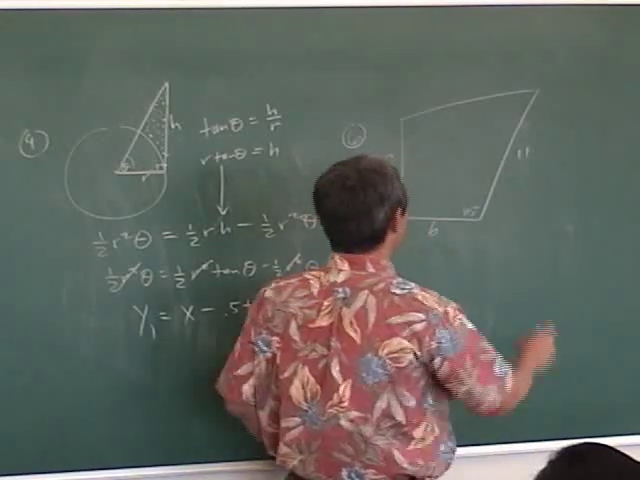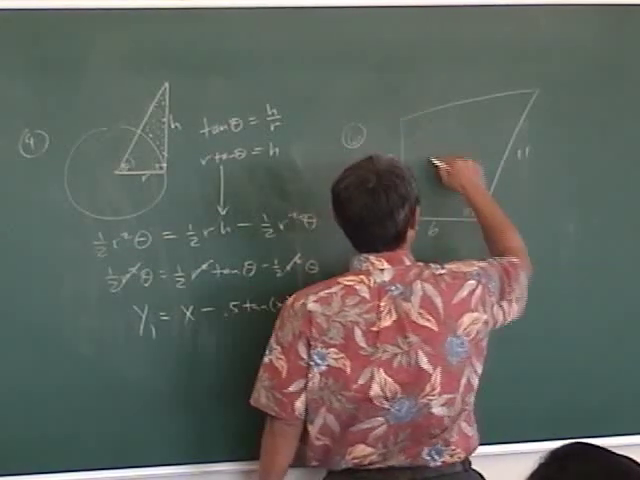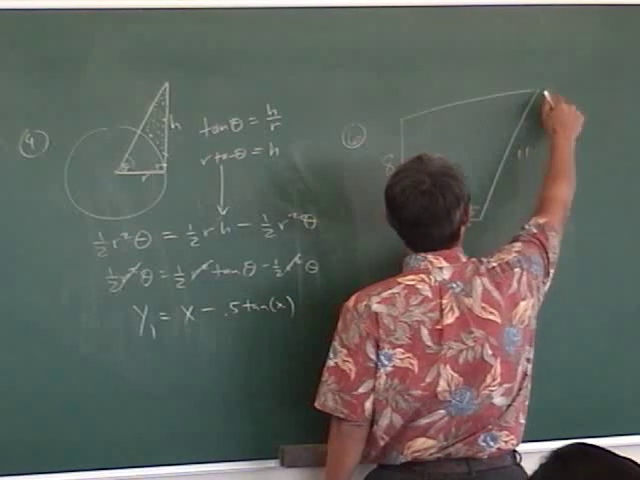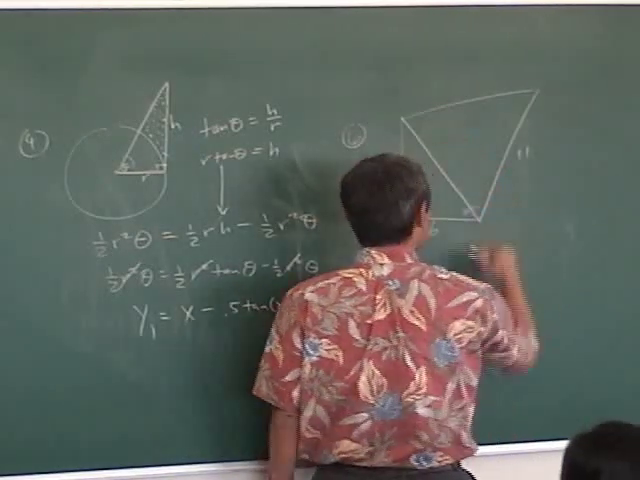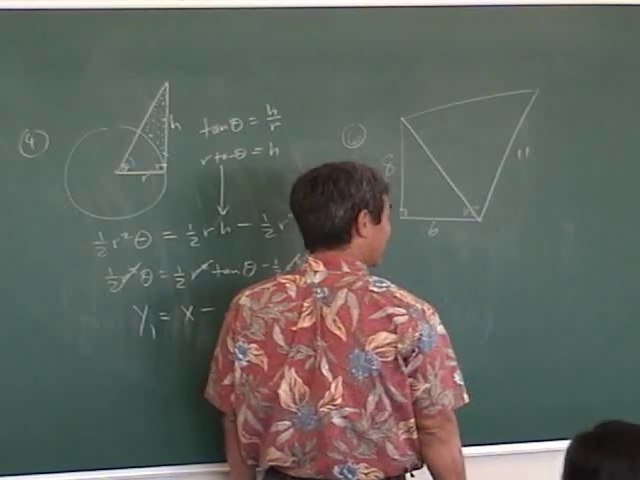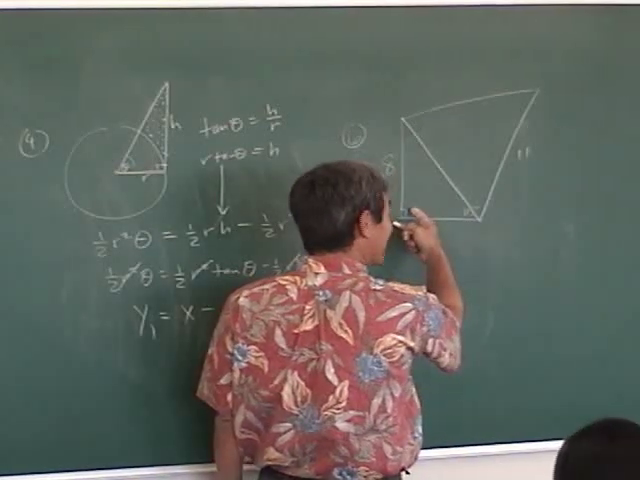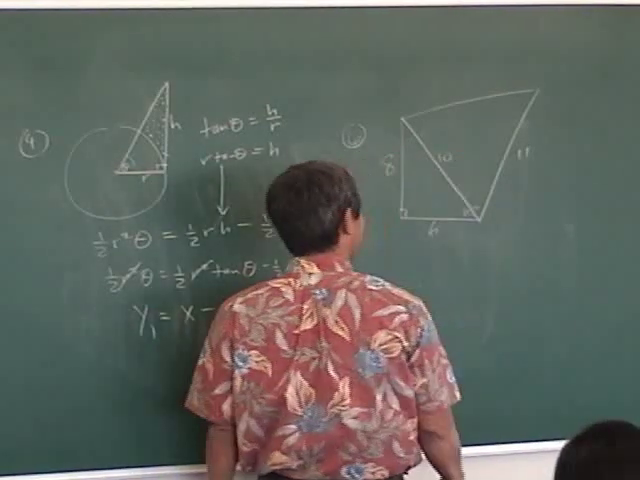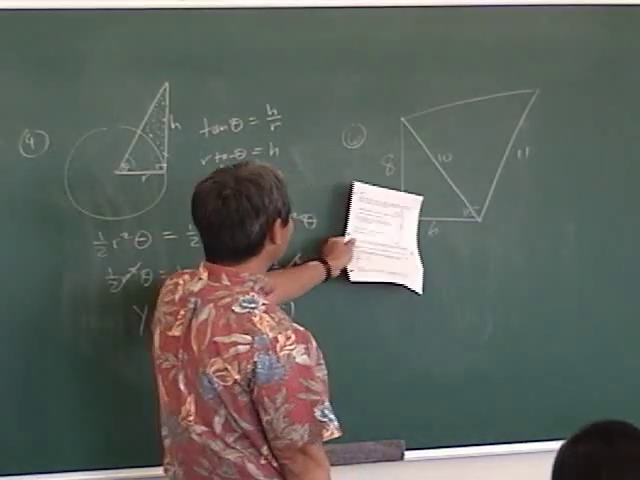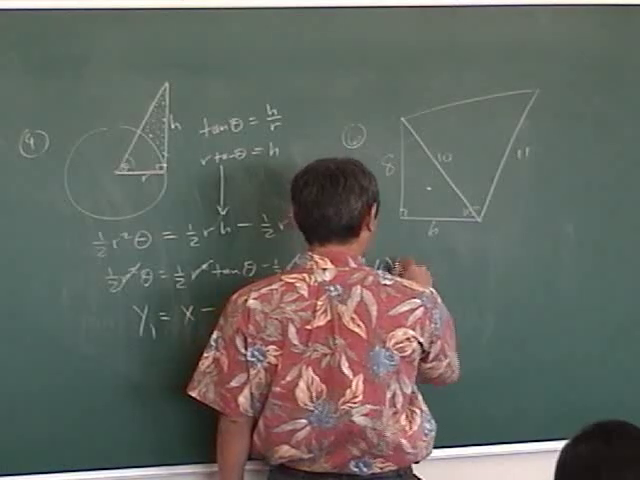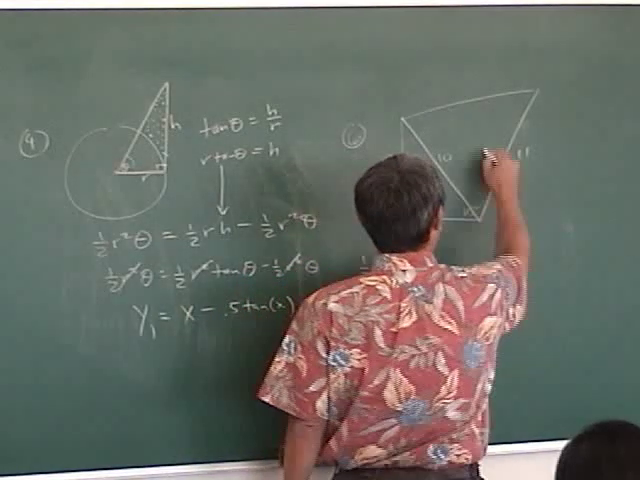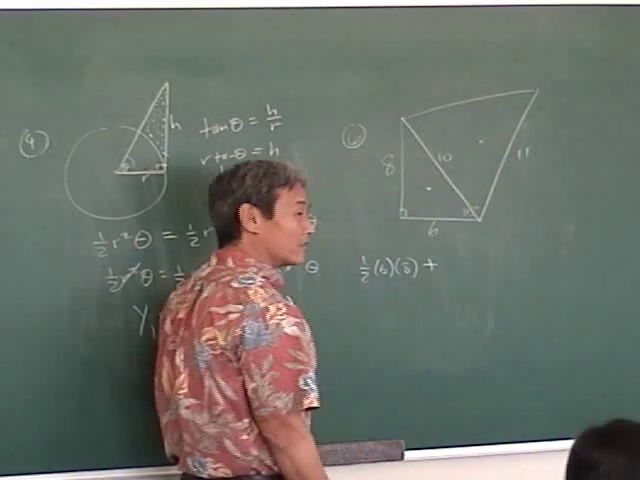So which diagonal should I draw in? A or B? A! Why is A better? Because then you got a right triangle you can use, right? 6, 8, 10. Oh, I know how to find the area of this one. How do you find the area of this triangle? 1/2 base times height plus, okay, now how the heck do I find the area of this triangle?